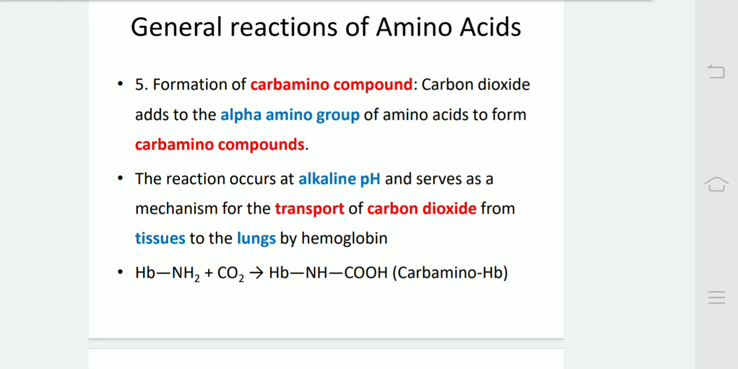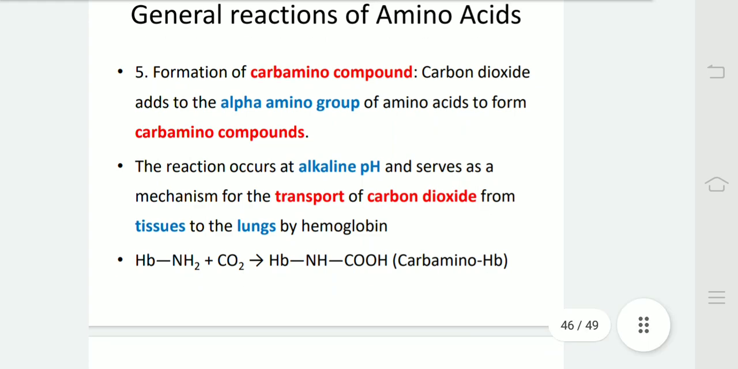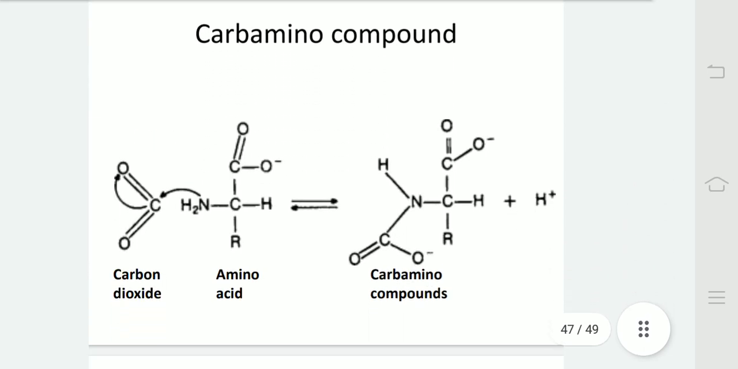Formation of carbamino compounds. Carbon dioxide adds to the alpha amino group of amino acids to form carbamino compounds. The reaction occurs at alkaline pH and serves as a mechanism for the transport of carbon dioxide from tissues to the lungs by hemoglobin. Hemoglobin NH2 plus carbon dioxide gives carbamino hemoglobin. In this diagram, we can see that carbon dioxide with an amino acid forms a carbamino compound.